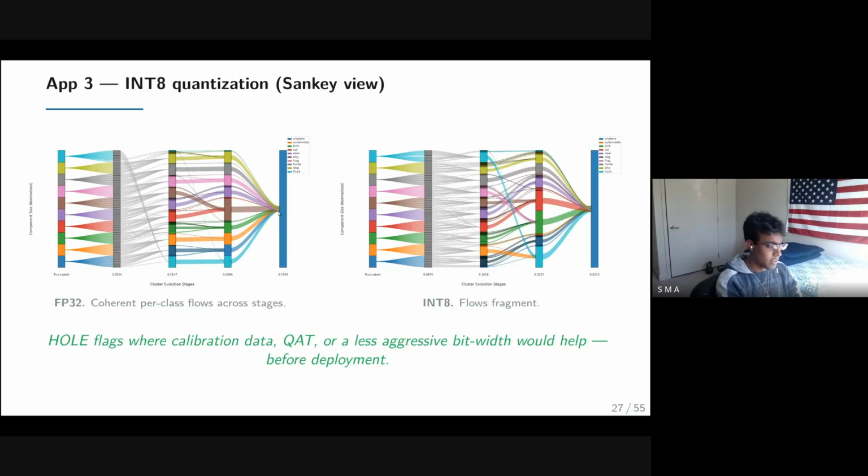And the same thing is visible with the Sankeys. The clusters are really clean and separate from each other, but after you perform the INT8 quantization, the flows fragment, and there are lots of noisy data points like these, and the whole latent space is a mess.